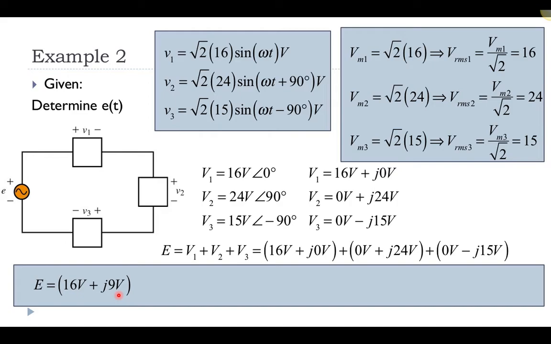I'd like to put this back into polar form, and so I can figure out the root mean square value, which is just the square root of 16 squared plus 9 squared, and it's going to give me 18.4. And I can figure out what the angle is, which is just the tangent inverse of 9 over 16, which is going to be 29.4.